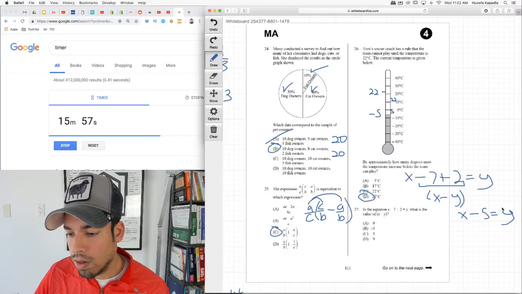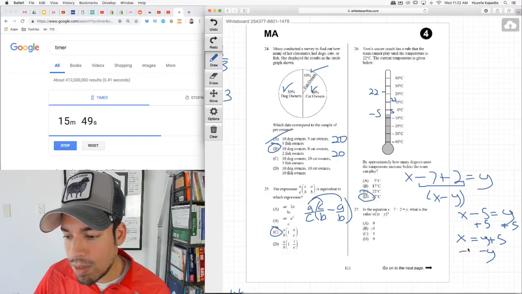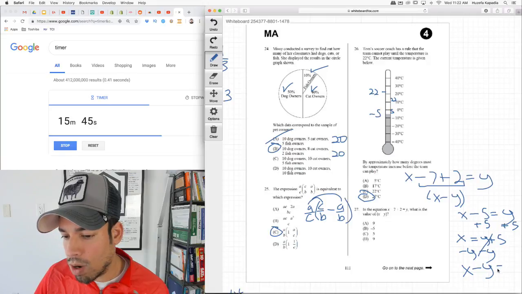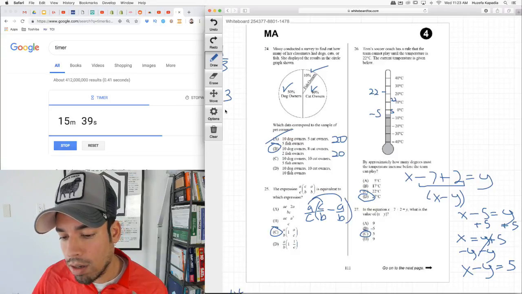Okay. Now watch what I'm going to do here. I'm going to add 5 to the other side, so I get x equals y plus 5. Then I'm going to subtract y from both sides. Now watch how nice this is. I'll get x minus y equals 5. And that's what it's asking for, x minus y. We don't have to solve for x, don't have to solve for y. Boom. That's it.